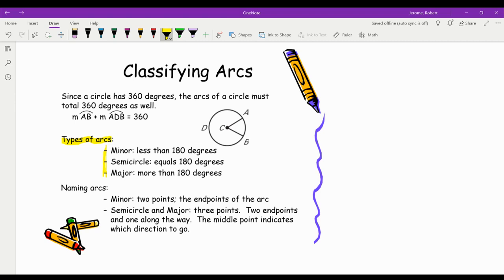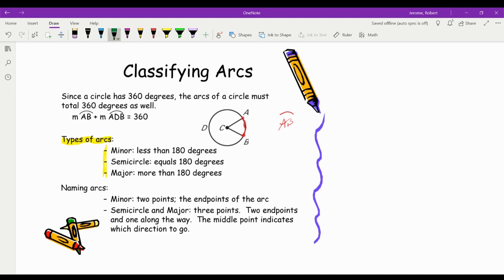We also want to be able to name arcs. We always name arcs by their endpoints. We don't need points along the way other than to distinguish which direction we're going. For example, if you look at the picture and I said arc AB, you wouldn't know if I meant go the short way or the long way. So we have to have some rules. Whenever we use 2 points, we're going to go the short way. So arc AB means start at A and go the shortest way to B. You might pass through some other points, but you're going to go the short way.